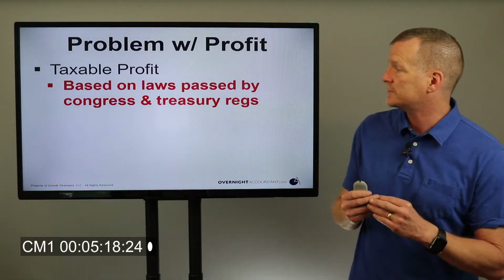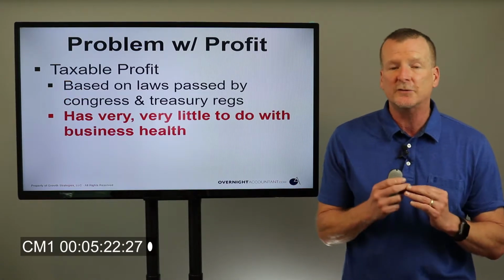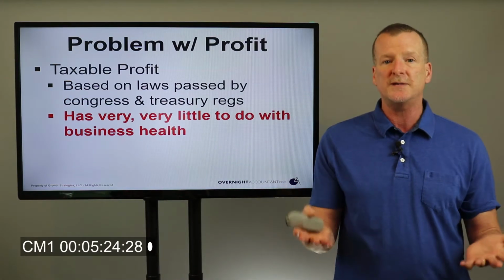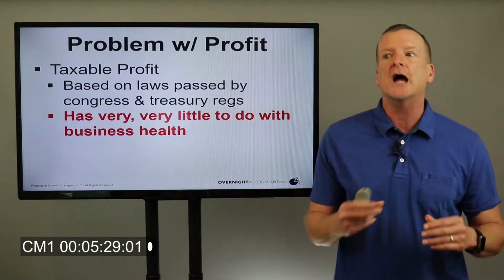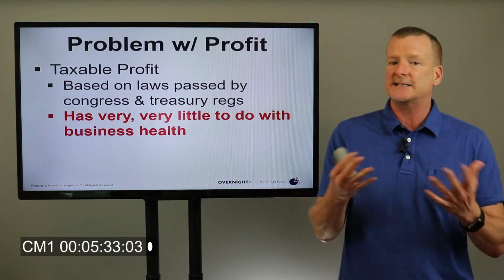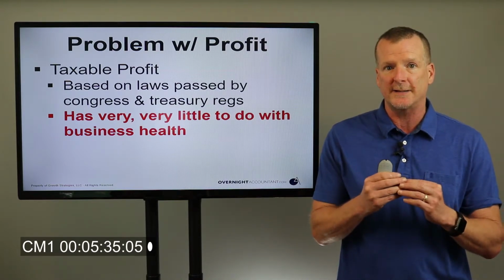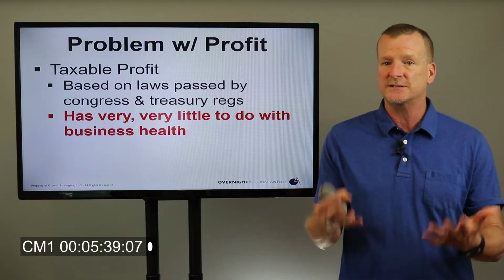It's based on laws passed by Congress and Treasury regulations, which really have very, very little to do with the health of your business. You can't look at a tax return, I'm telling you, I've been doing this for many years, and really tell what the financial health of a business is, because taxable income, taxable profit, is calculated based on a series of rules that have really nothing to do with tracking how your business is doing.